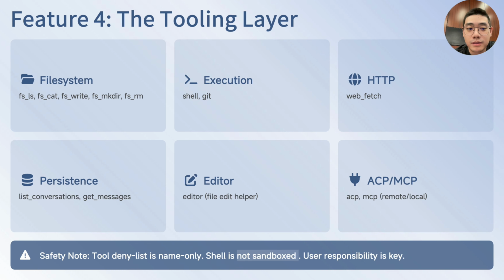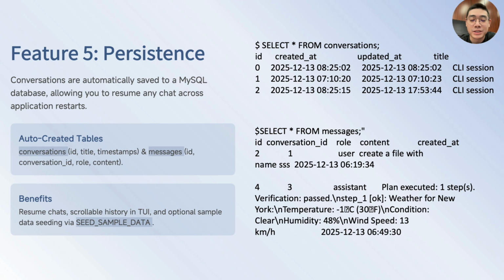Feature 5 is persistence. Every chat is saved to MySQL, so you can restart the app and continue where you left off. Tables are auto-created for conversations and messages, and the terminal UI gives you scrollable history. There is also optional seeding using seed sample data for quick testing.